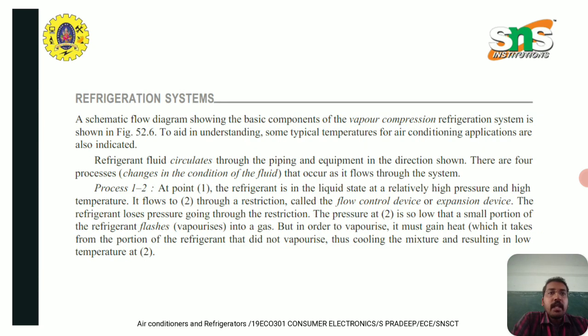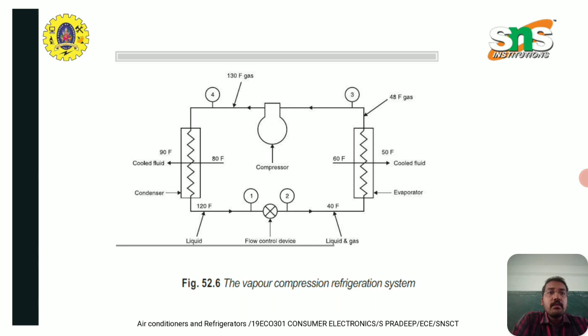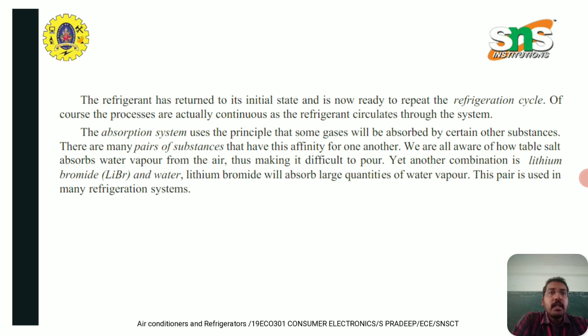A schematic flow diagram showing the basic components of the vapor compression refrigeration system is shown in the following figure. The vapor compression refrigeration system is shown in this block diagram. The refrigerant has returned to its initial state and is now ready to repeat the refrigeration cycle.